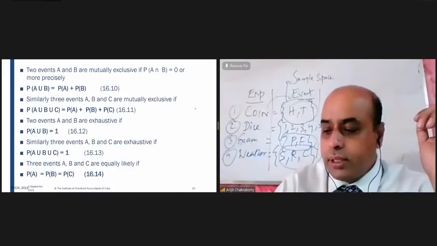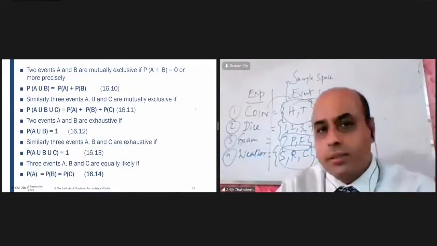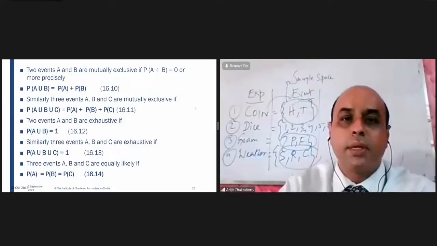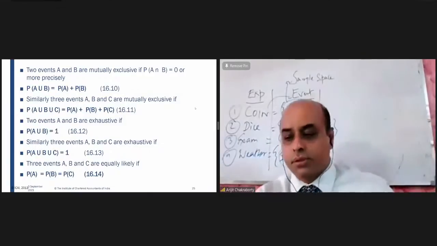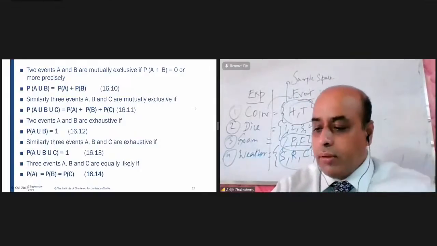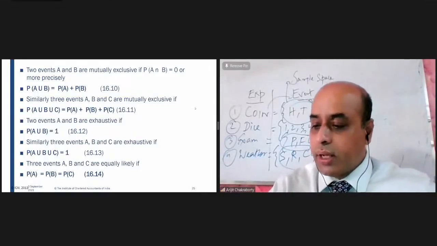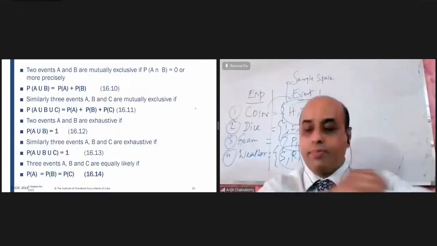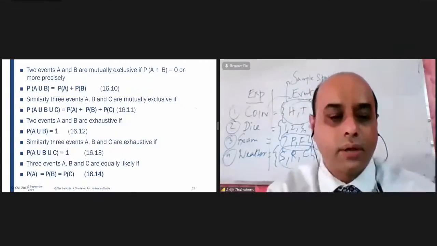Akash has asked, can cards also be an experiment? Yes, cards is an experiment, absolutely. That's why this example was also there. Calculators, yes, you have to use a calculator. Shonaya, yes, calculators will be your biggest weapon, as you rightly said, and the use of the calculator and the shortcuts are important.